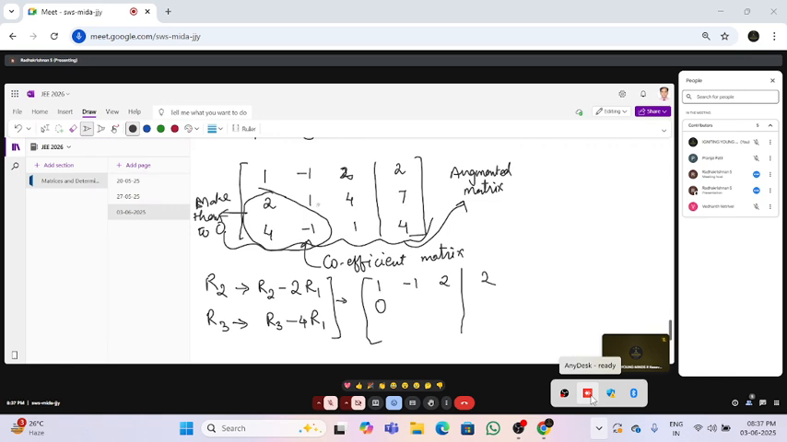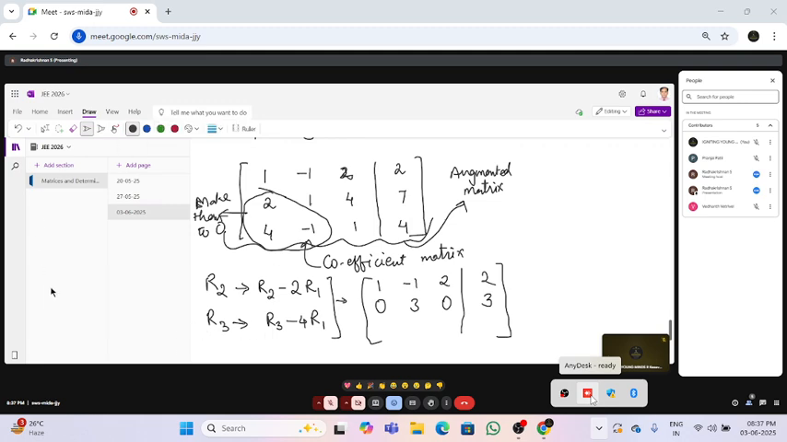So again, in R2, 1 minus 2 into minus 1. I'm doing it mentally. If you want, you can write it down and do it. Okay, 1 minus 2 into minus 1 is 1 plus 2, which is 3. This one is 4 minus 2 into 2, so that is 0. This is 7 minus 2 into 2, which is 7 minus 4, that is 3. Okay, so we completed the row 2 transformation.